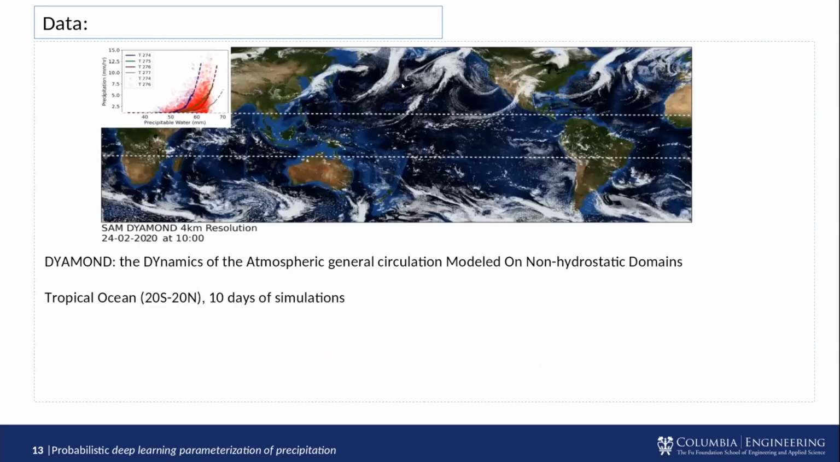The data that I'm using are from DYAMOND simulations. So these are global storm resolving simulations that have been run for about 40 days. The resolution of the original data is 4 kilometers, and the time step of the 2D outputs that we use is 15 minutes. From these data, I'm going to ignore the first 10 days as they're considered the spin up of the model. And then from the 30 days that remain, I'm going to randomly select 10 days. And we're going to concentrate only on the tropical ocean.